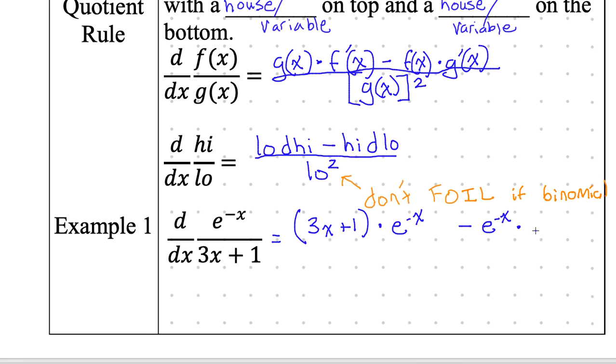Times, wait, did you say negative or positive 3? I got positive 3. Just say times 3. Okay, that was the numerator. And what about the denominator?